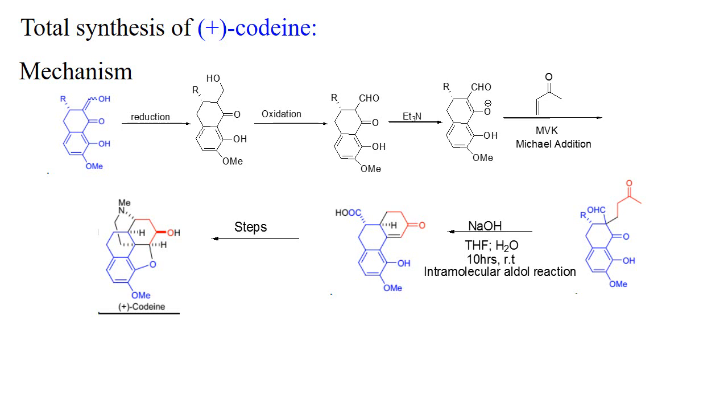So when 1,5-diketone is treated with the base, then intramolecular aldol reaction occurs and a cyclic ring is formed which contains beta hydroxy ketone, except these two rings. See over here, these two rings are the part of the reactant, and this one more ring is formed, and this intermediate after passing through various steps is converted to codeine.